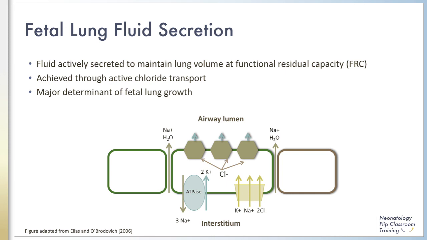TTN. During pregnancy, the respiratory epithelium actively secretes fluid into the lungs to maintain lung volume at functional residual capacity and promote lung growth. This transport of fluid into the lungs is achieved through active transport of chloride into the airway lumen. Secretion of chloride promotes water and sodium movement in the airway lumen as well.